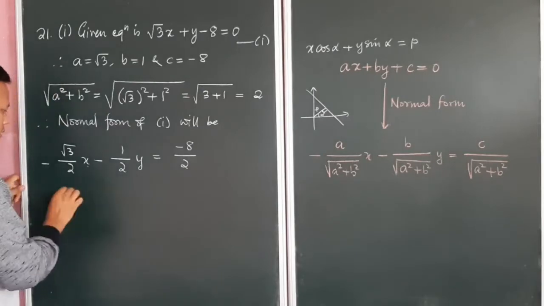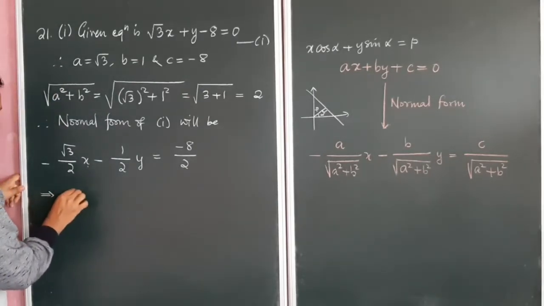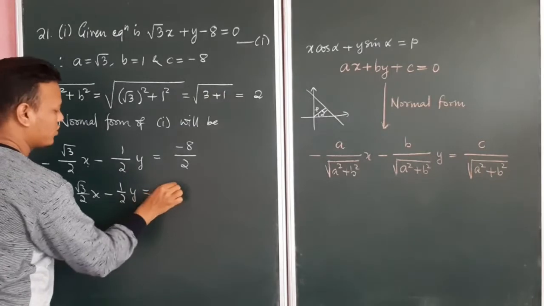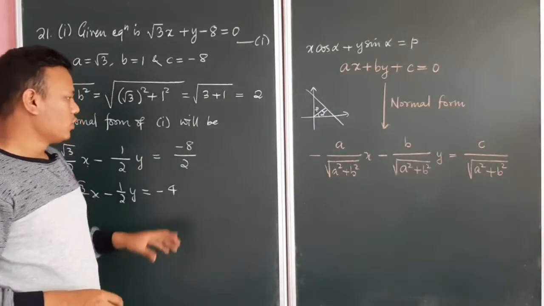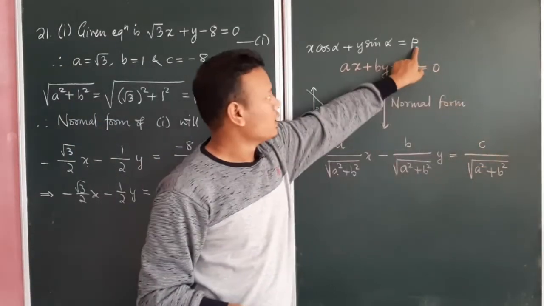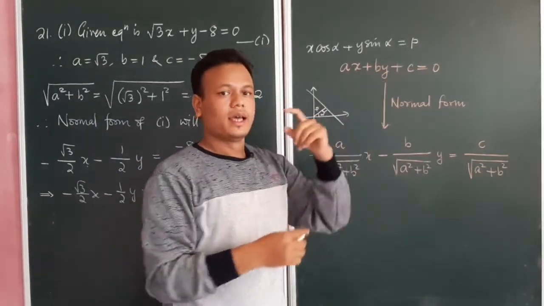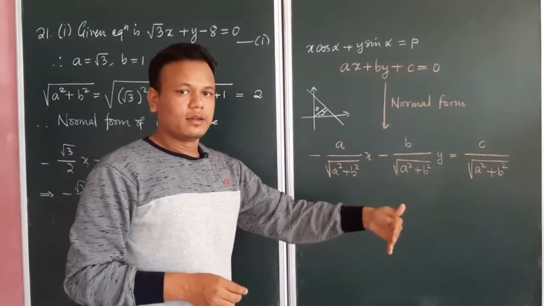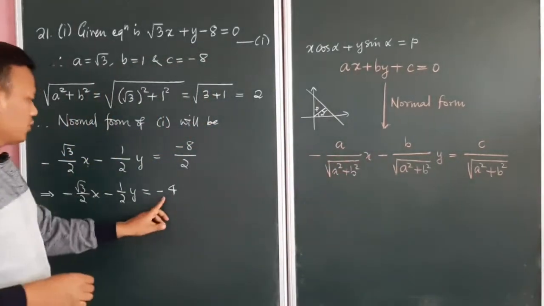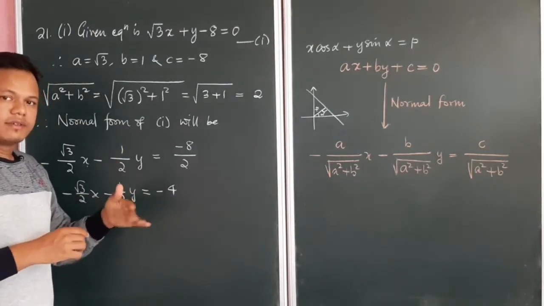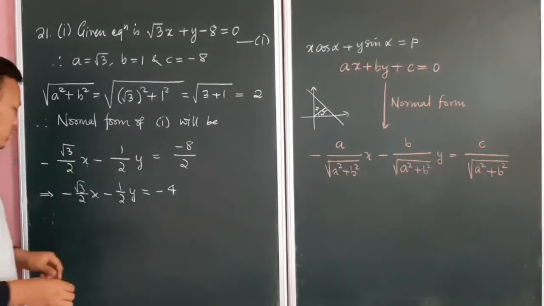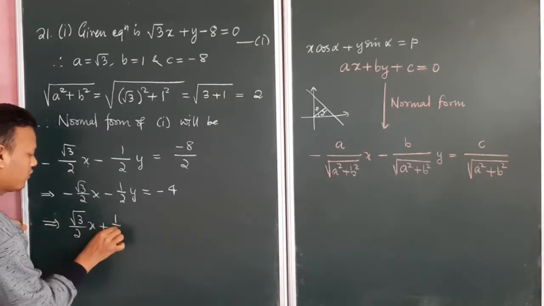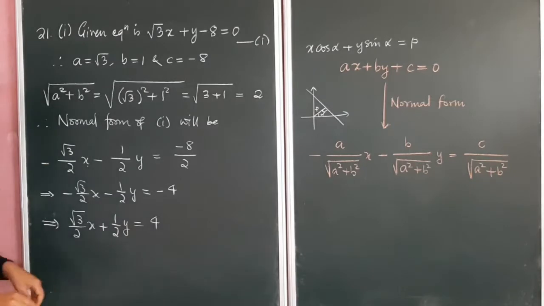So we see that this is equal to minus root 3 by 2 x minus half y equals minus 4, isn't it? Now we know that the right-hand side is p, right? P is the perpendicular distance, and since it is a perpendicular distance, it always needs to be positive. So in the right-hand side you need to keep the quantity always positive, but here we see that this is negative. So we'll convert this negative into positive by multiplying both sides by minus. If I multiply both sides by minus, then I have root 3 by 2 x plus half y equals 4.